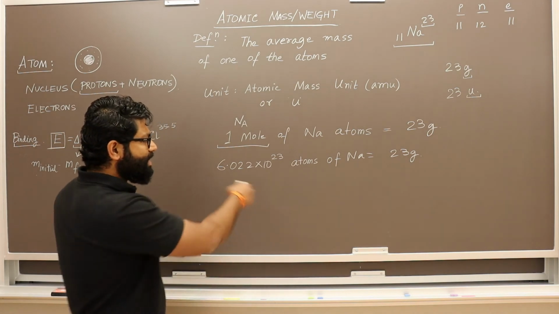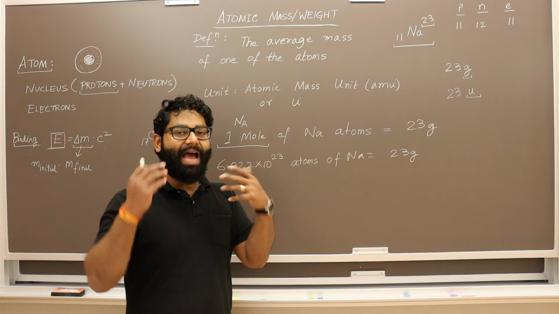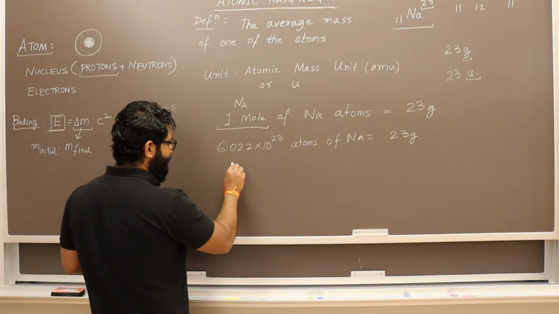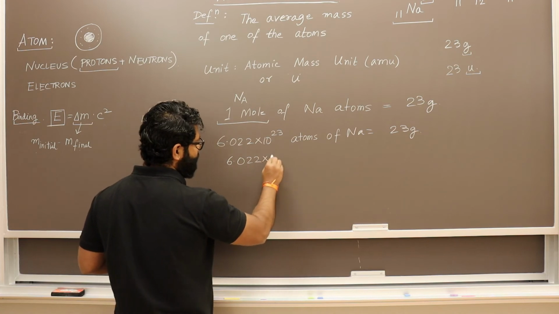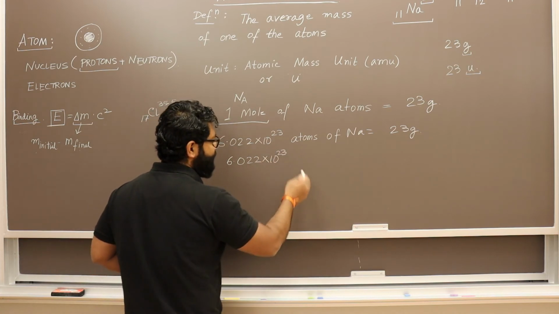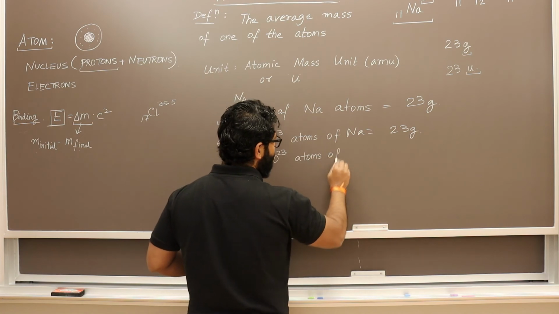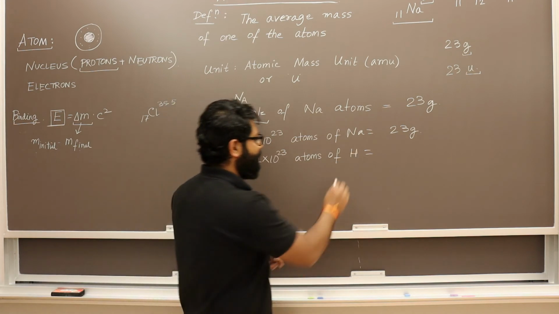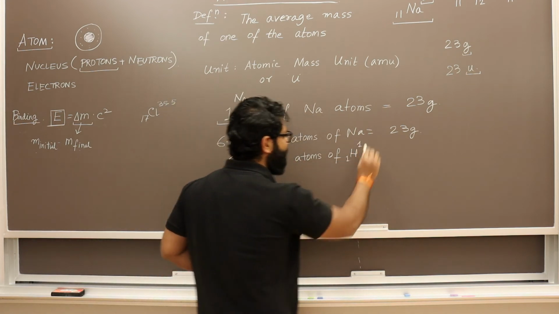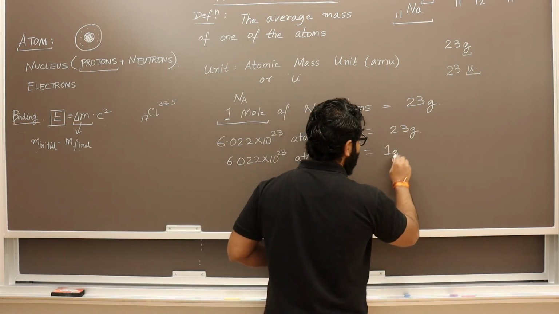Similarly, let's take the simplest of the cases. Let's take hydrogen. 6.022 into 10 to the power 23 atoms of hydrogen. How much will they weigh? Hydrogen is 1, 1, right? Hydrogen is 1, 1. So it will weigh 1 gram, okay? So this will weigh 1 gram.